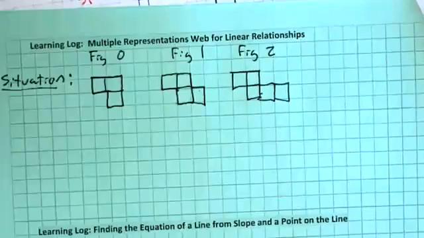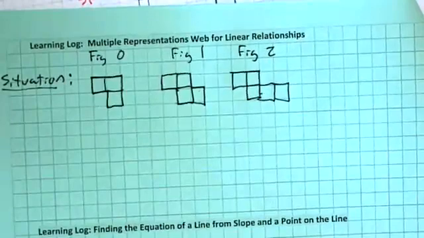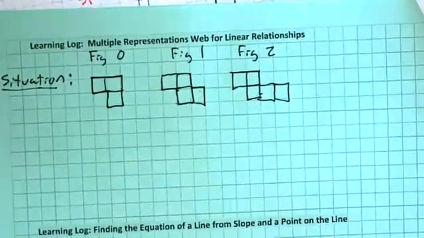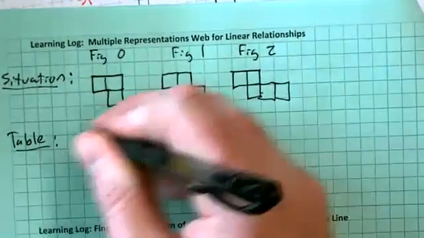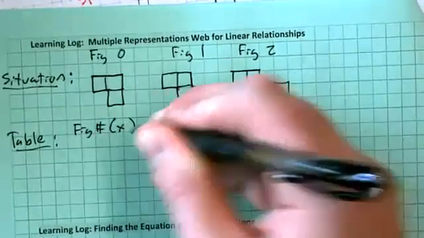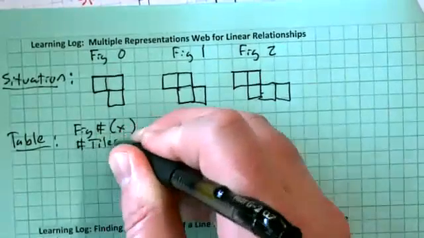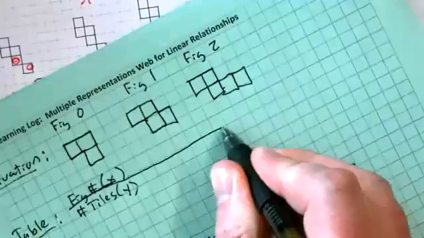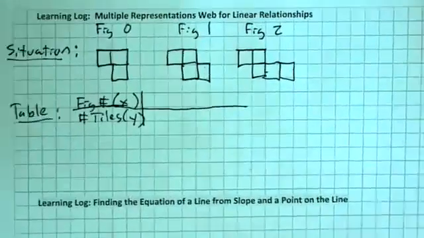Yours might look different from mine. I like it. Some of you are doing some cool creative tile patterns. One of our learning targets was, can we take a situation and turn it into a table? So let's practice doing that. Let's get that down in our notes here. So our table is going to have X's and Y's. The X is going to represent the figure number. We're going to call that our X part of our table. And the Y is going to represent the number of tiles. I'm going to make myself a nice, neat table this time, since this is our notes. I'm going to really try and neaten up my work here.